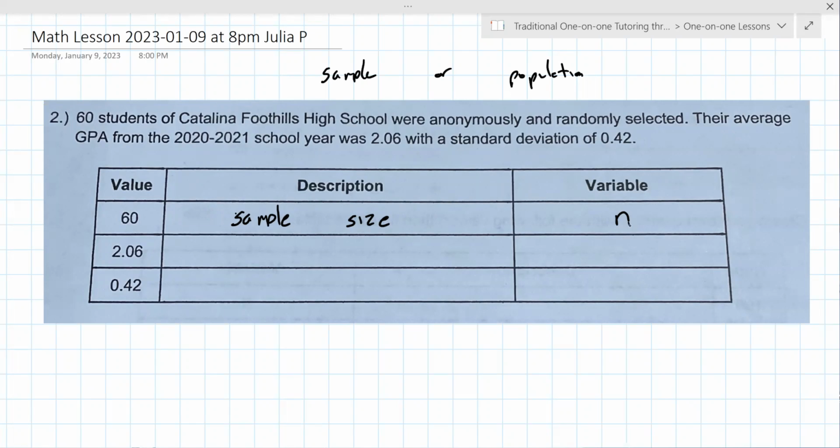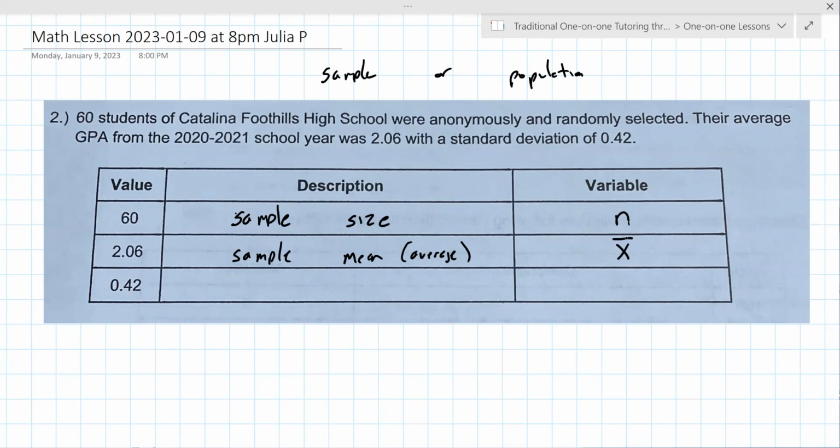Okay. So the important thing here is to keep in mind that the numbers they're giving you are either from a sample or population. Now, because they started out by saying 60 students, you know that all the following values are a sample. So this 2.06 is a sample mean or average. You know that because they're saying of the 60 students. And the variable is x bar, referring to that horizontal line up top. Is that okay so far?